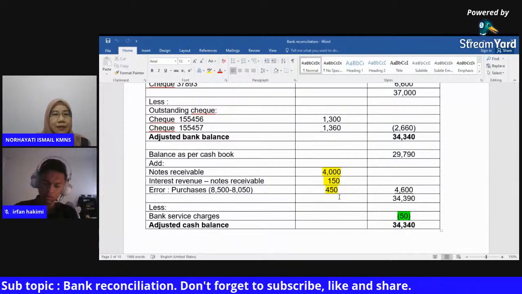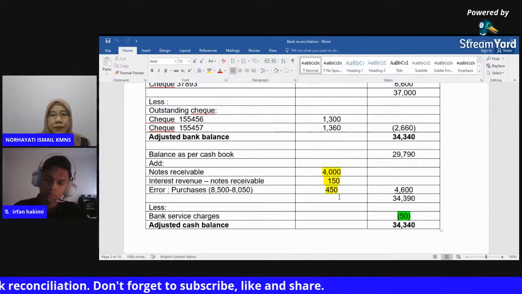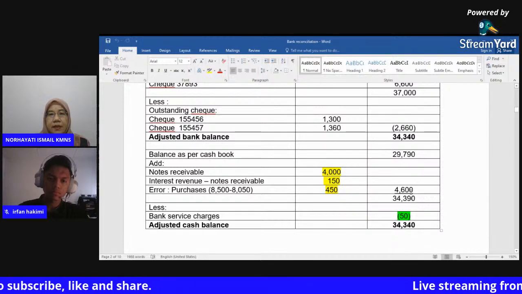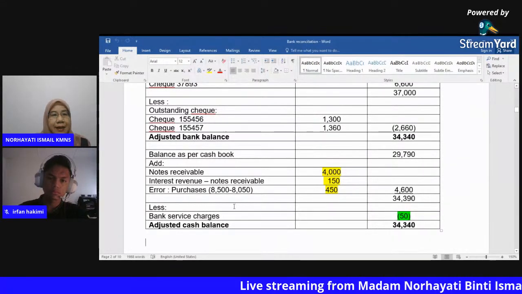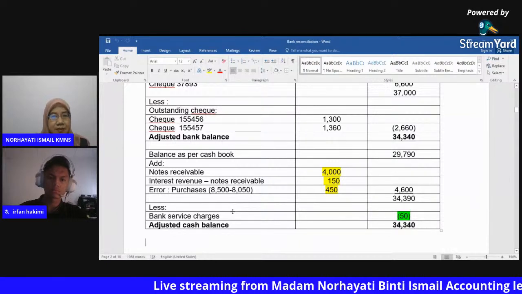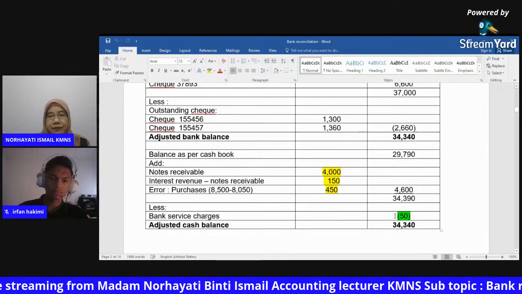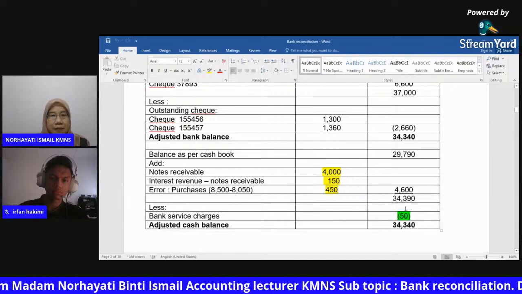We have to add the amount 450. So you get the total 4,600. So after that, we have to less bank charges or bank service charges. This item we find out in the bank statement.